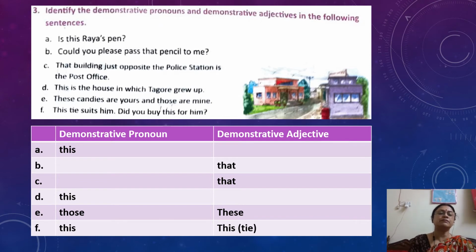See question number F. This tie suits him. Did you buy this for him? Once again here both the words are the same, this. The first this describes the tie. So the first this is a demonstrative adjective, whereas the second this identifies the noun. So the second this is a demonstrative pronoun. Let's move to the next exercise.